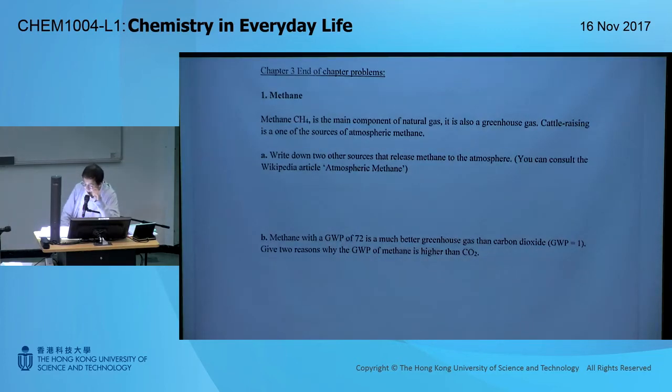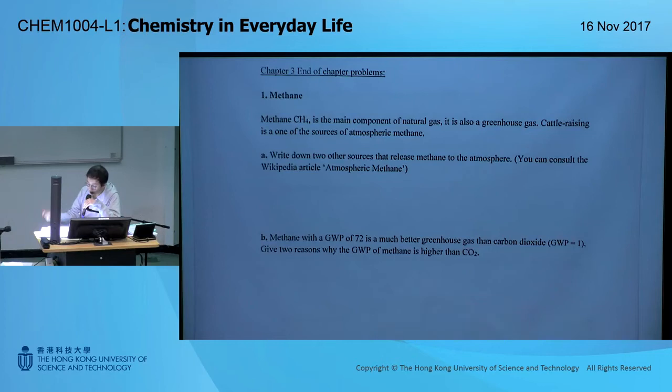Methane is the main component of natural gas. Okay, now we are in chapter 3. It is also a greenhouse gas. Okay, cattle raising is one of the sources of atmospheric methane. So write down two other sources that can release methane to the atmosphere.